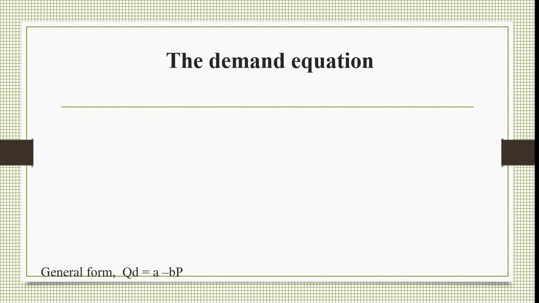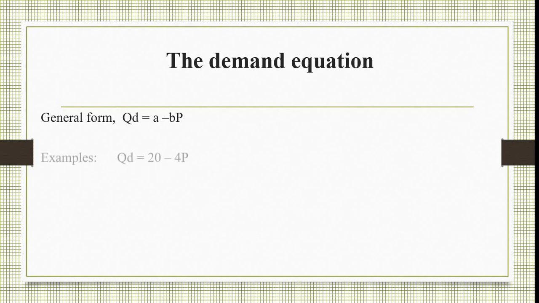Now the demand equation. This is a model that was developed by economists. We relate the quantity demanded of a good to its price. So for instance, when the value of A is 20 and B is 4, this is how our demand equation is going to look: Q is equal to 20 minus 4P.